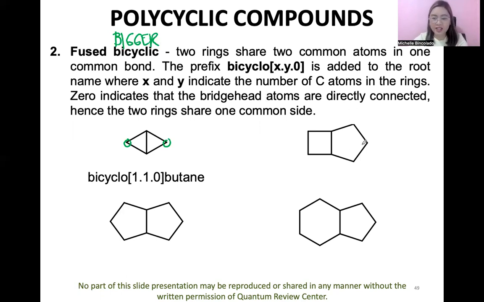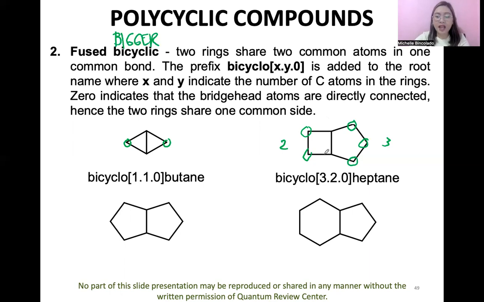So, ito naman guys, ilan ng rings, ilan ng carbons dito. So, we have 1, 2, 3. So, 3 yung mas malaking ring and then 1, 2, dalawang carbons naman sa mas maliit na ring. Ang total guys sa number of carbons nito ay 7. So, the name will be bicyclo 3.2.0 heptane.